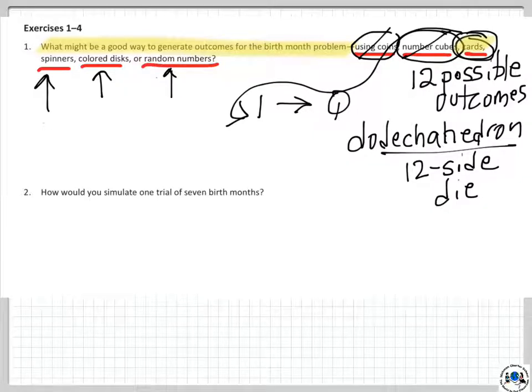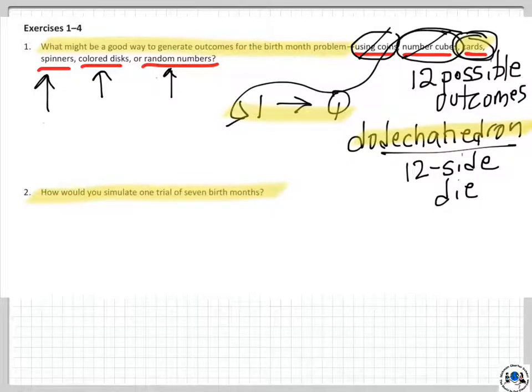Now the next question would be, how would you simulate one trial of 7 birth months? Okay, one trial of 7 birth months. Decide on how that would work, think about it, and then come on back. Okay, so how would you simulate one trial? I didn't specify this, but I was hoping you'd talk about working with the cards, the playing cards, since they seem to be the easiest thing for you to get your hands on, unless you have a dodecahedron at home. But how would you go ahead and simulate that?